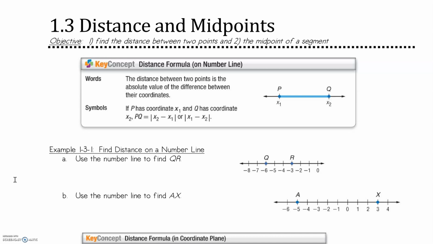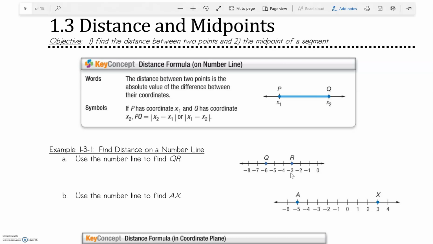Distance is always positive, whether you're walking forward or backwards, you're walking steps. So we talk about that as the absolute value. From this point to this point, we subtract, and it's the absolute value because it's always a positive number. So if we're going to go from Q to R, yes, you could just count 1, 2, 3, or you could take -6 minus -3 and then do the absolute value of that.